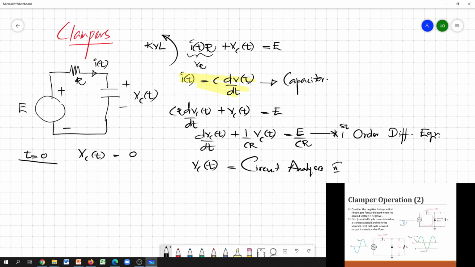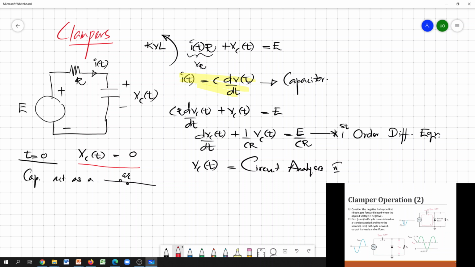The voltage drop across these two plates is 0, which means at t equals 0, the capacitor acts as a short circuit element. That's the conclusion we basically made on this.